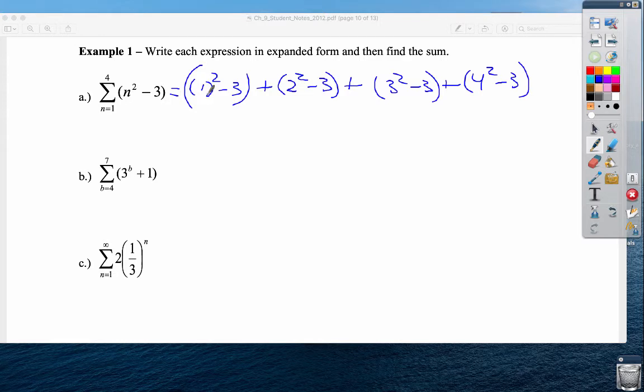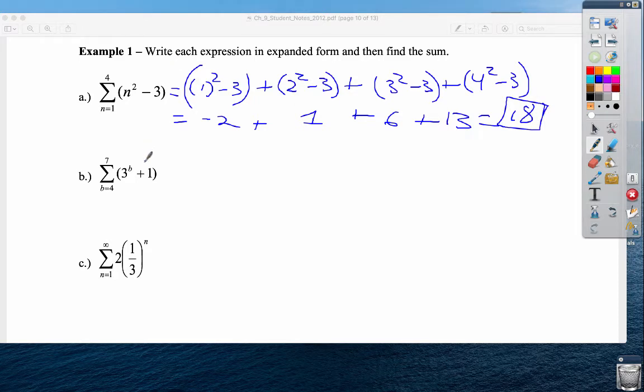Now this is a bit cumbersome, yes, because now I get 1 minus 3, negative 2. 4 minus 3 is 1. 9 minus 3 is 6. 16 minus 3 is 13. And we add those things up. 13, 19, 20, 18, and I get 18.